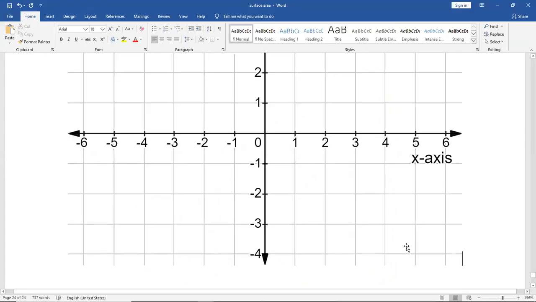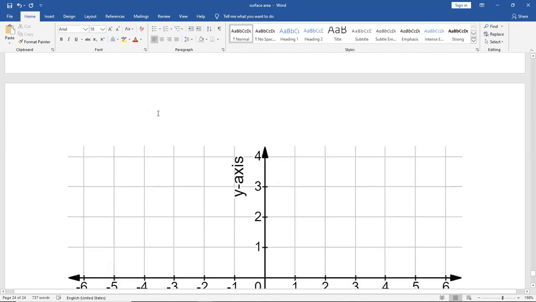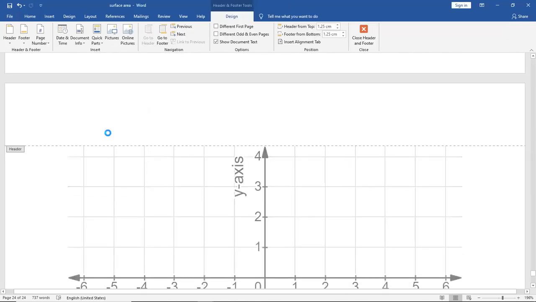Okay, so we are here now. We have 6 minutes remaining in this video. So whatever I've downloaded here, this one is called a Cartesian plane.